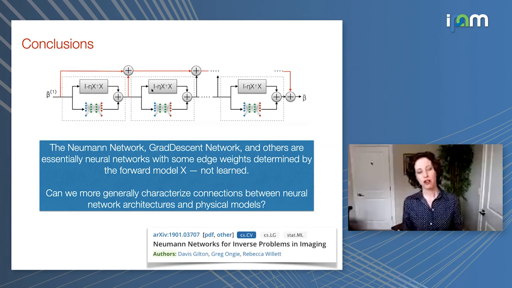In other words, I can think about these networks that map observations to reconstructions as networks that have a combination of a learned component and a component where the architecture and the weights are dictated by the physics of my observation system, or by the inverse problem at hand. I think this is an intriguing thought that leads to a broader question of whether we can somehow generally characterize the connections between how we choose neural network architectures and the physical models that might underlie the problem of interest. So thank you very much.